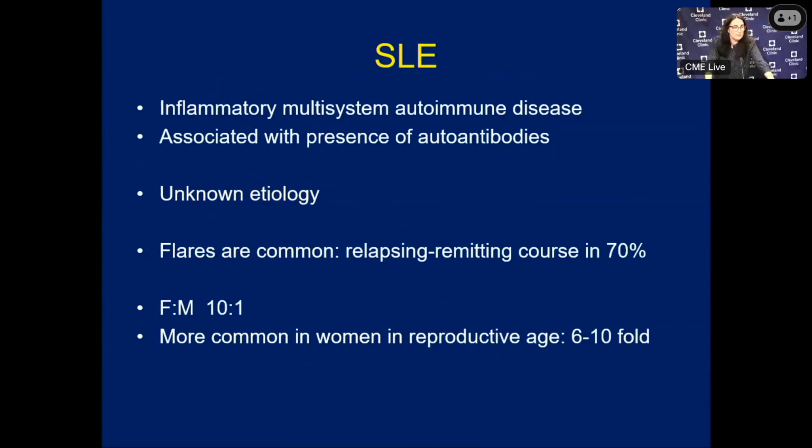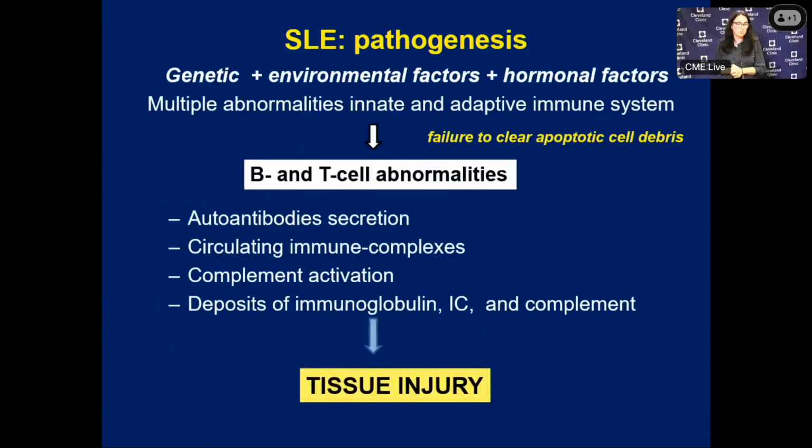So lupus is an inflammatory multi-system autoimmune disease that is associated with the presence of autoantibodies. It's the prototype autoimmune disease with multiple antibodies. They're associated with pathogenesis. It's of unknown etiology, and flares are very typical of this disease, with a relapsing remitting course present in about 70% of the patients. It's a lot more common in females than males, 10 to 1, and 6 to 10-fold more common in women of reproductive age.